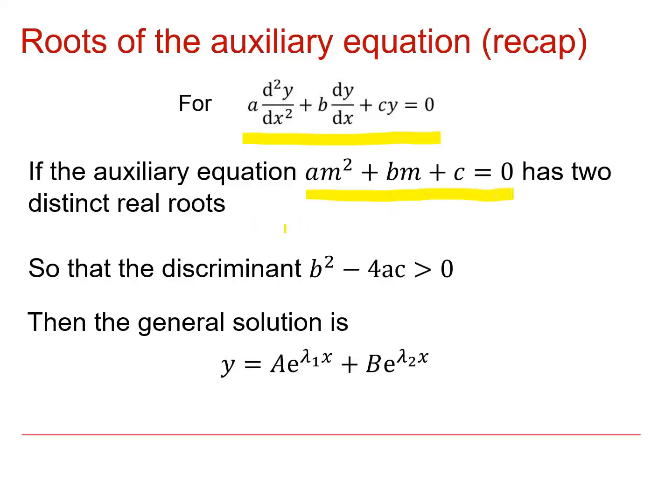And we looked at what happens if the discriminant b squared minus 4ac was greater than 0. In other words, if we got two distinct real roots. If I call those roots lambda 1 and lambda 2, then we would get this general solution.